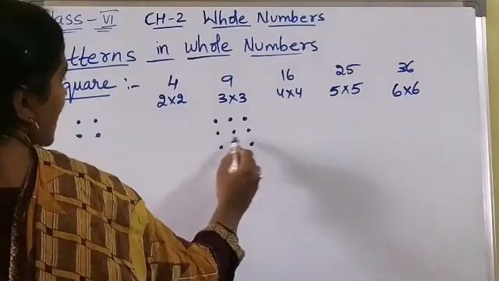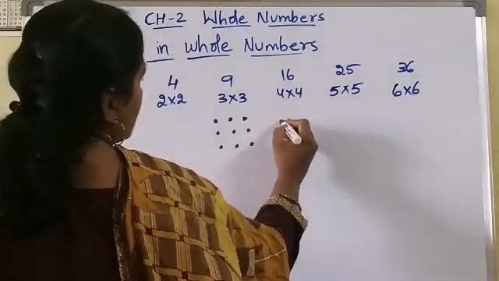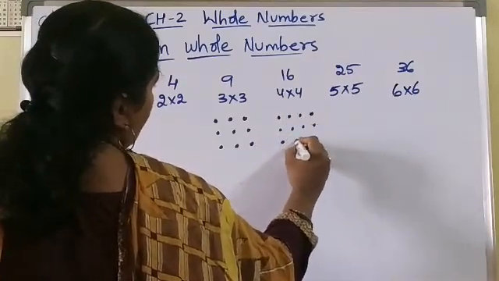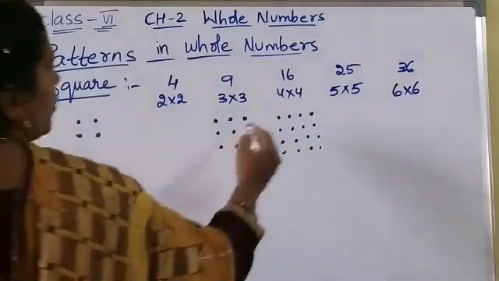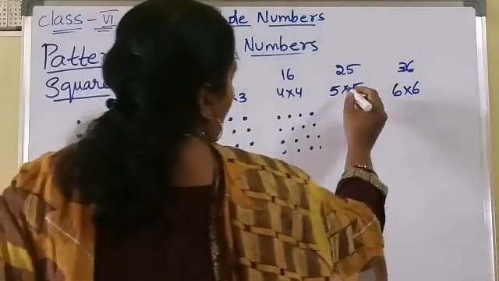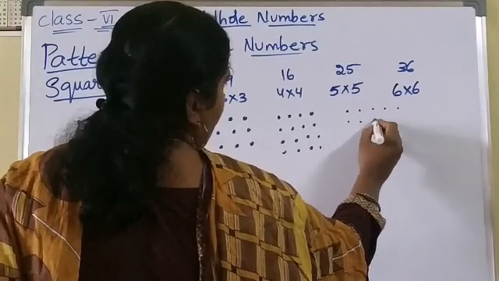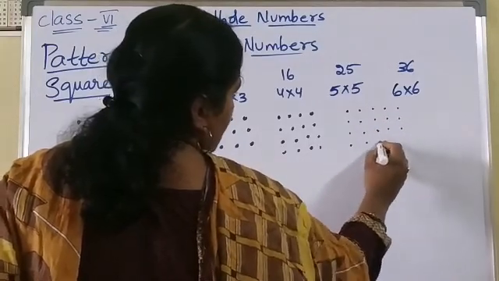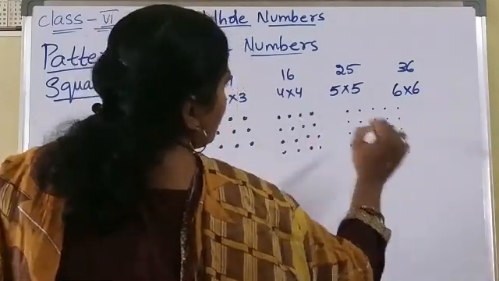Here, how many rows are there? 3 rows. How many columns are there? 3 columns. And coming to this, 1, 2, 3, 4, 5, 6, 7, 8, 9, 10, 11, 12, 13, 14, 15, 16. So, 4 rows, 4 columns. These numbers are square numbers. Coming to 25, 1, 2, 3, 4, 5, 6, 7, 8, 9, 10, 11, 12, 13, 14, 15, 16, 17, 18, 19, 20, 21, 22, 23, 24, 25. So, 5 rows, 5 columns.